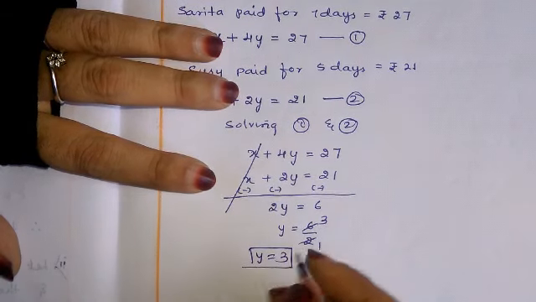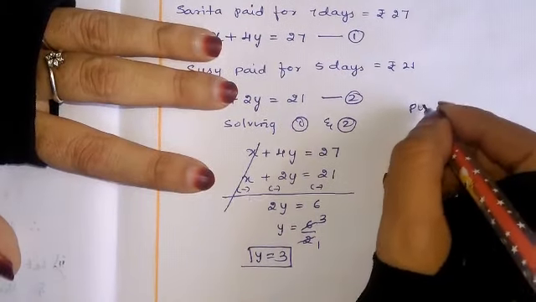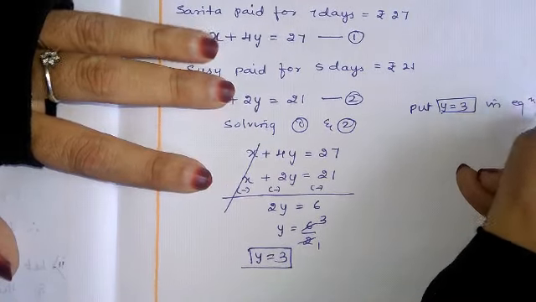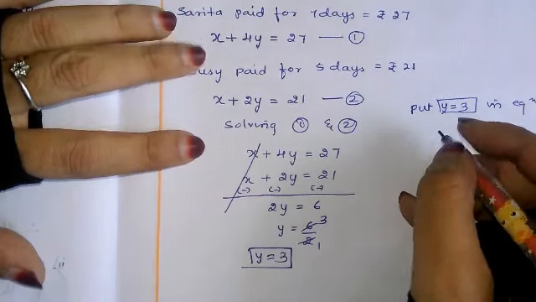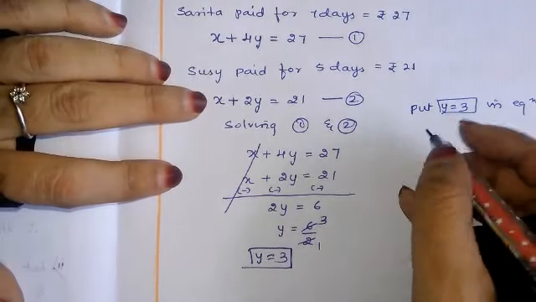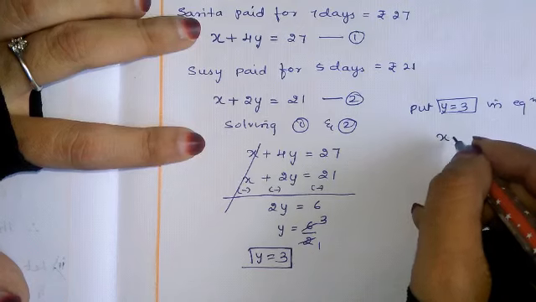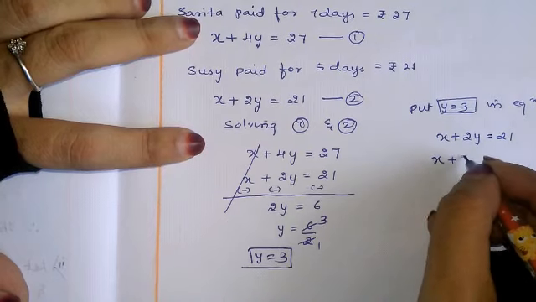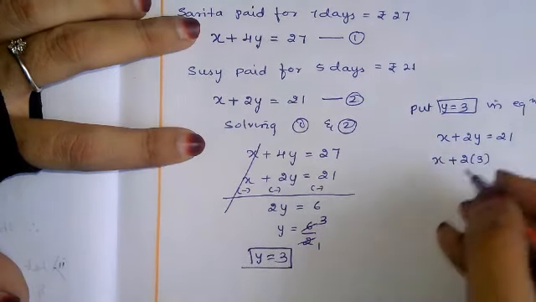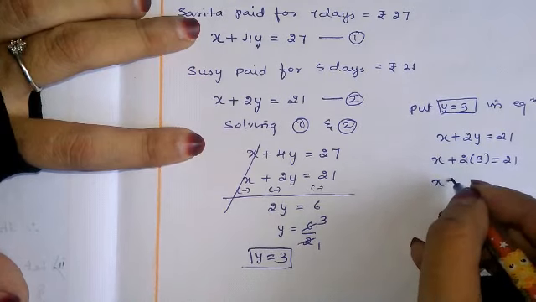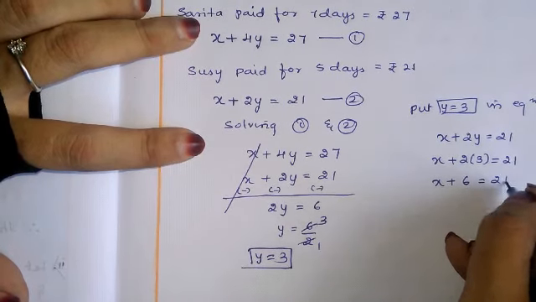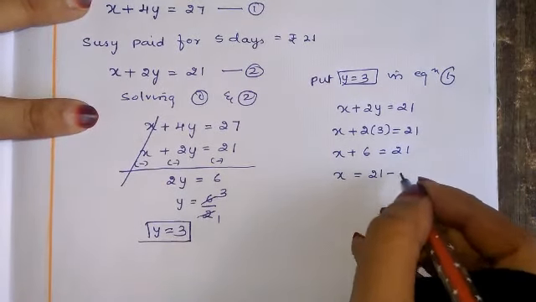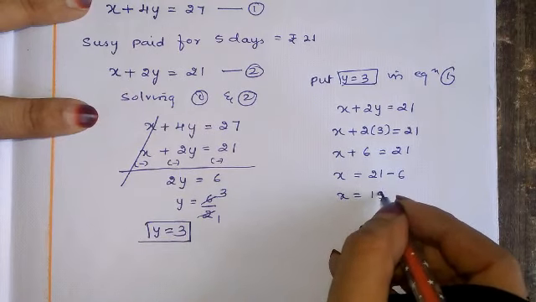What do we have to do in the next step? Put y is equal to 3 in equation 1. Or else equation 2 is easy. We can take any equation, any one equation. x plus 2y is equal to 21. x value we don't know, plus 2 into 3, y value we got 3, is equal to 21. x plus 2 threes are 6 is equal to 21. x is equal to 21 minus 6. x is equal to 15.